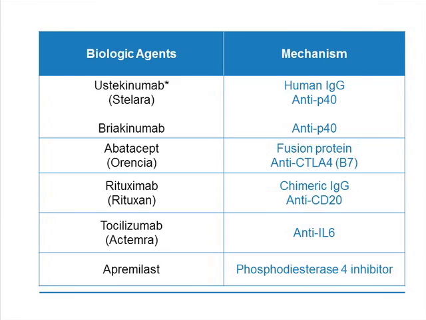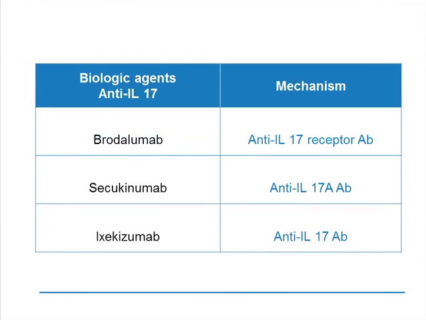Worth knowing that, again, patients may not respond to tocilizumab. Apremilast is on the market and may be considered for psoriasis. It's a phosphodiesterase 4 inhibitor. And then finally, in terms of biologic agents that are coming down the pike, brodalumab is an anti-IL-17 receptor antibody. Secukinumab is an anti-IL-17A antibody, and Ixekizumab is an anti-IL-17 antibody as well.